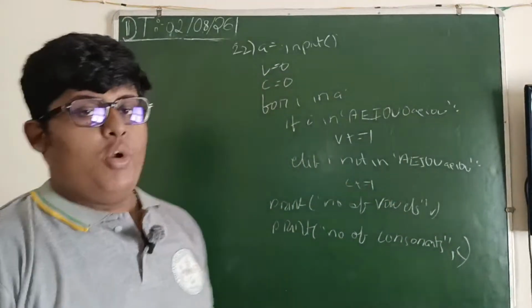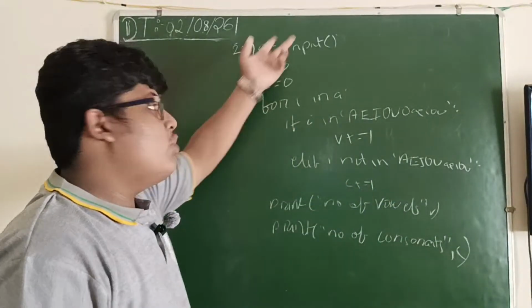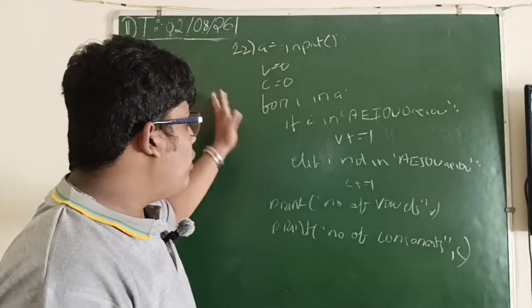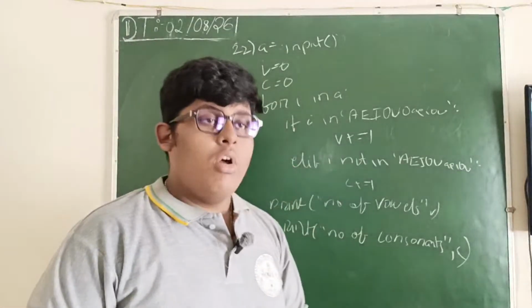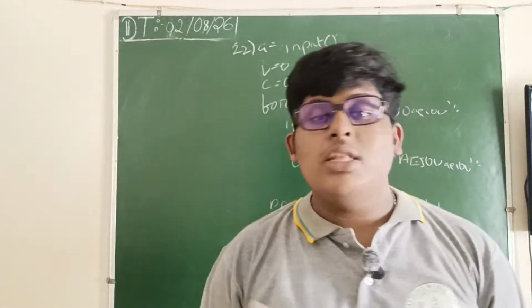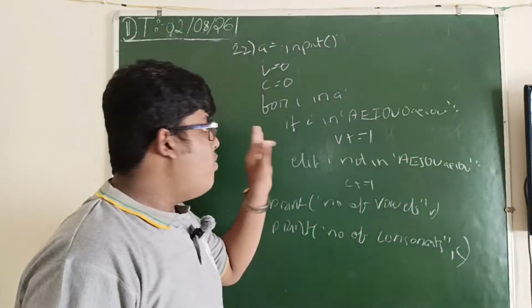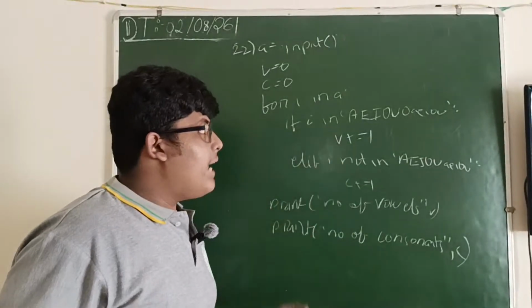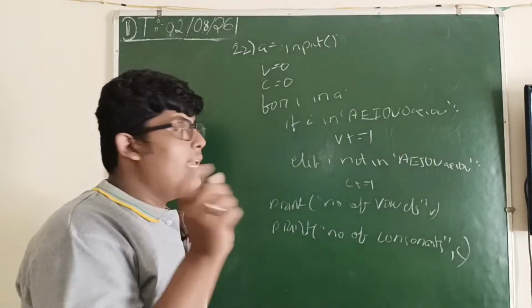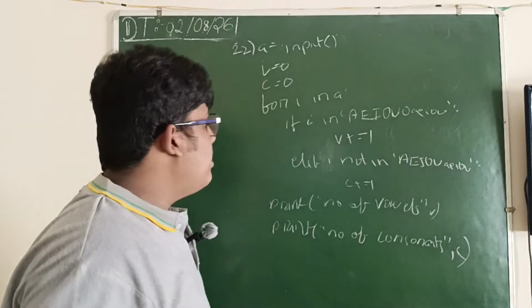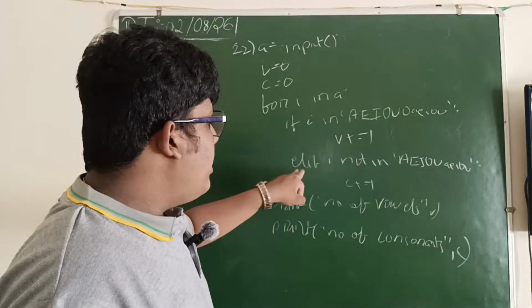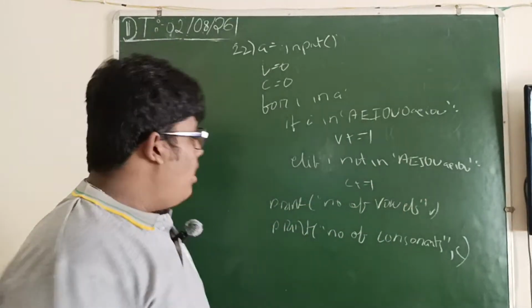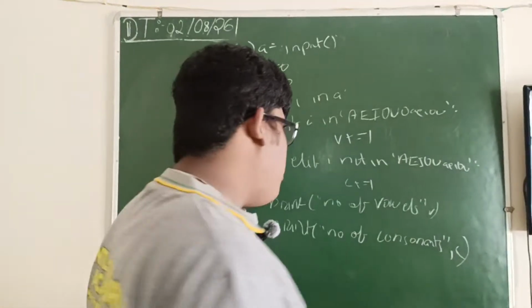So this is the simple program. a equal to input means we are inputting a string. Then we take two counter variables, b equal to 0 and c equal to 0, to find the number of vowels and consonants in the given string. Then for i in a, we are iterating over this string. Then if i in capital A, E, I, O, U and small a, e, i, o, u, irrespective of the case, then b plus equal to 1. Then if i not in A, E, I, O, U, then c plus equal to 1.